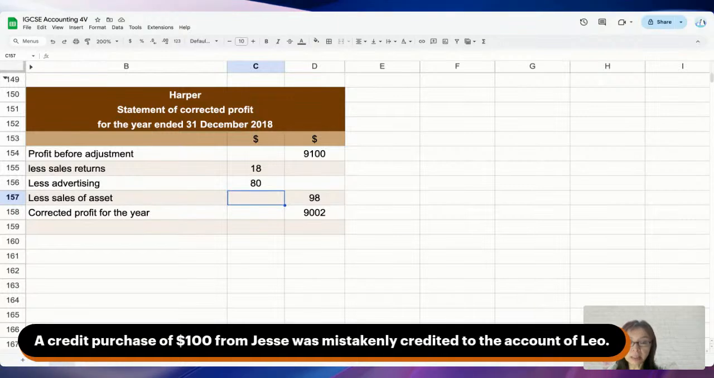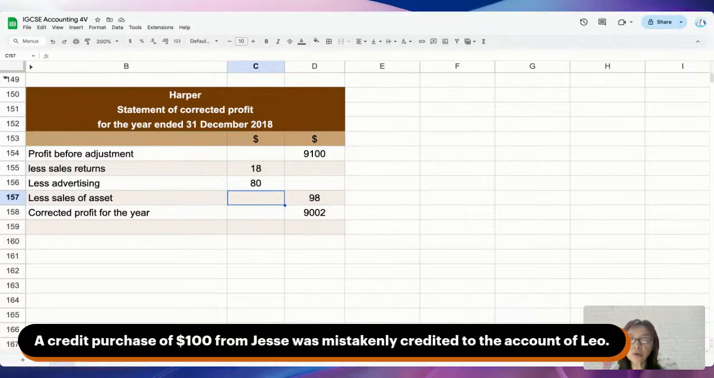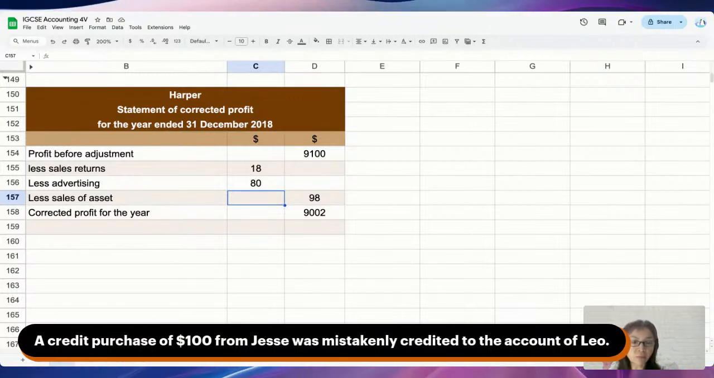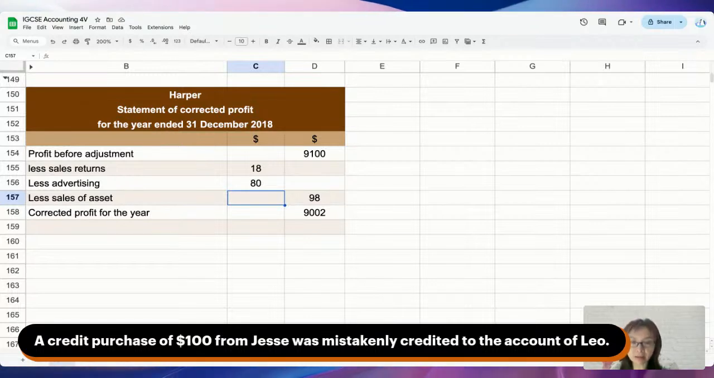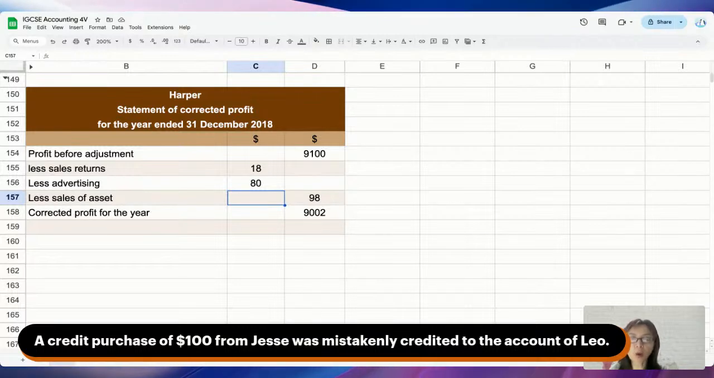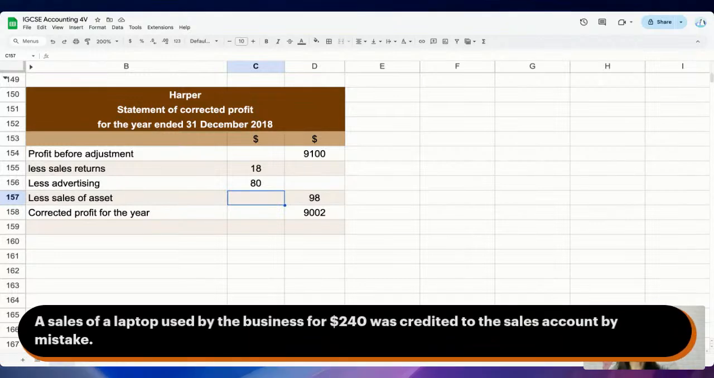Next case we need to solve is a credit purchase of 100 from JC that was mistakenly credited to the account of Leo. For this case, this is one of the errors that does not affect the trial balance. The trial balance will still balance because this is a type of error of commission. An error of commission will not affect profit and loss. That means we do not need to adjust in this statement.